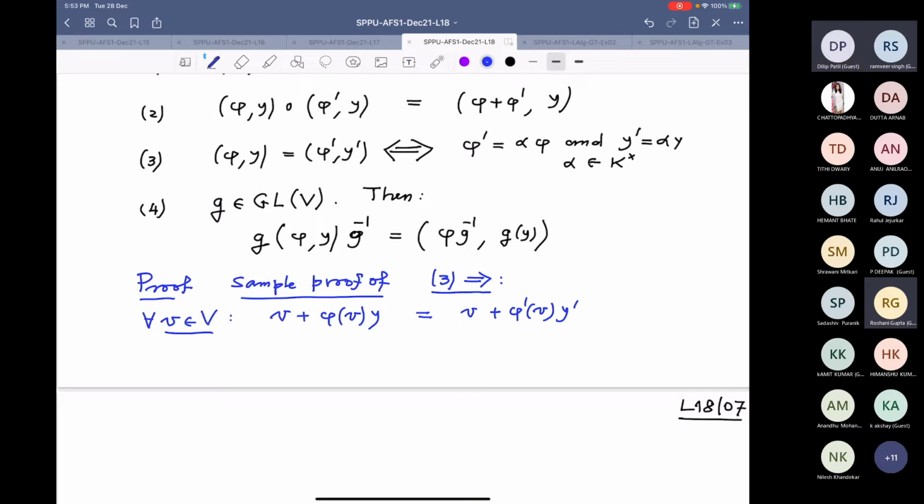Roshni, is it clear? Hello, Roshni. Yes, sir. Is it clear? Yes, sir. Notation is not complicated.